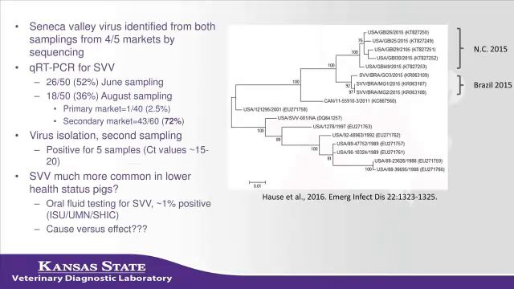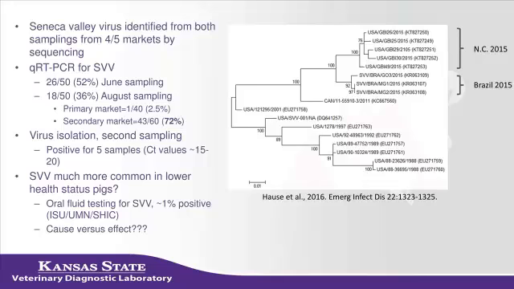So we did a little bit more research on Seneca Valley. The genomes are up here, very similar to the Brazilian genomes reported by the U of M last year. But again, what I thought was really interesting, we went back and did PCR on these samples. The primary market pigs, only 2.5% were positive for Seneca Valley. The secondary market pigs, 72%. So a large discrepancy between the type of pig that we're looking at. We also were able to do virus isolation on these samples. So anyways, it was an unexpected finding and another illustration of when we do metagenomic sequencing, we don't really know what we're going to find.